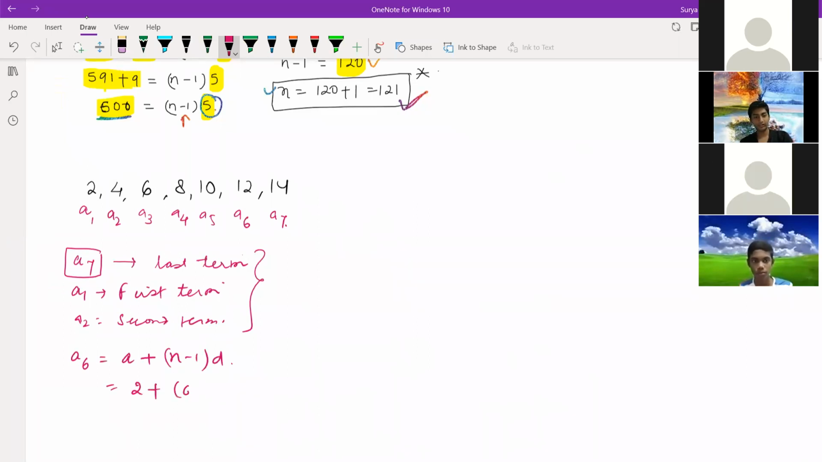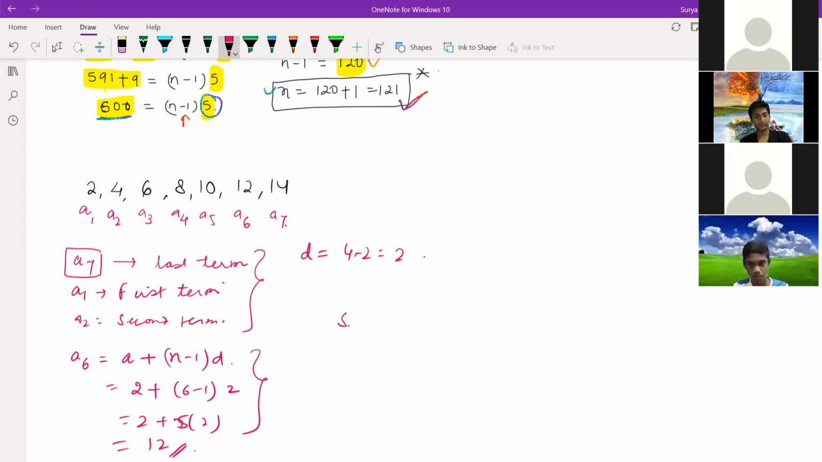So 2 plus (6 minus 1) into d. d is the difference, you know how to find the difference? Tell me, Samar, Praharshan. 4 minus 2, right? So 2. So 2 plus 5 into 2, that is how much? 12 will come, correct? This much you know, right?